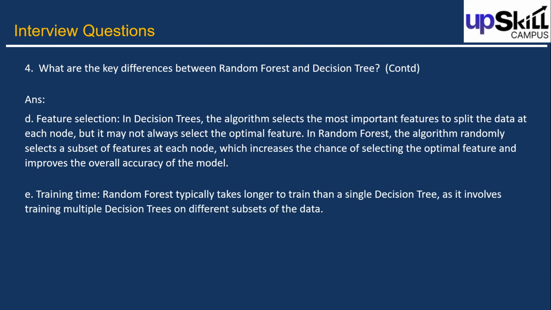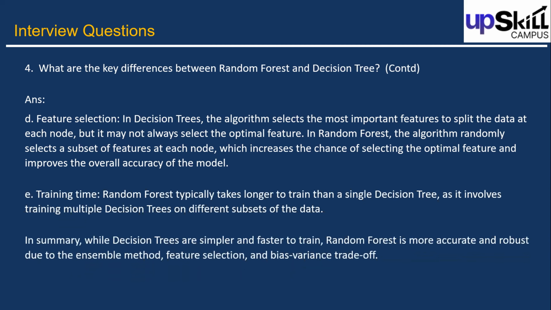And the last point is training time, right? I guess that's it. So decision trees are simpler, faster to train. Random forest is more accurate and robust due to ensemble method, feature selection, and bias-variance trade-off.